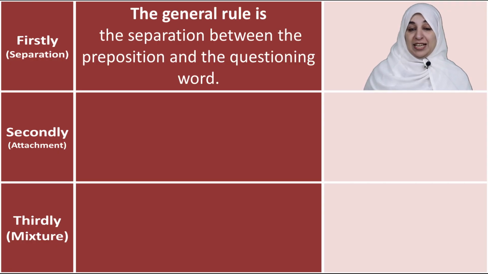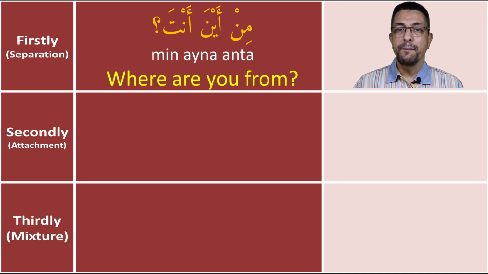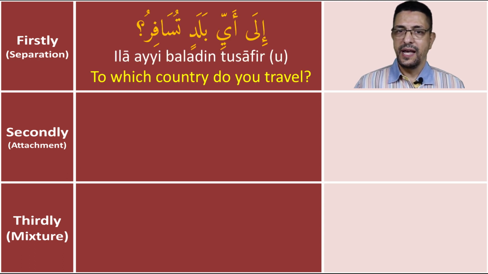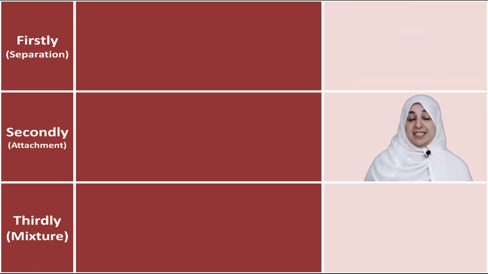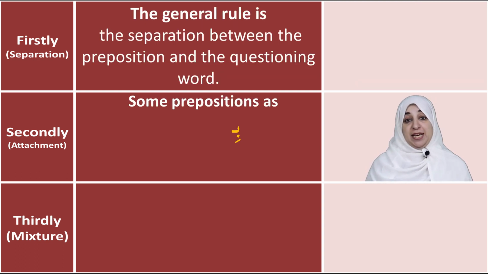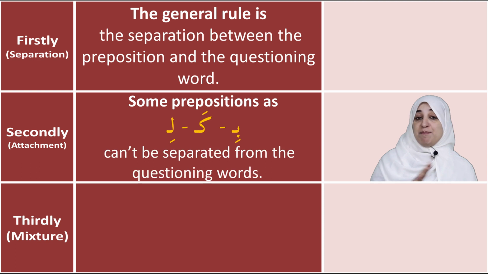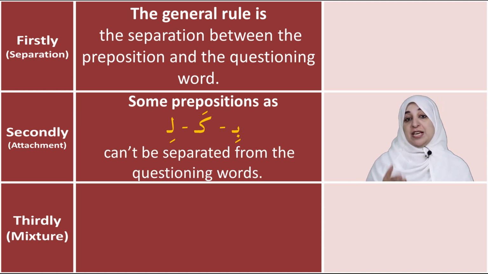Firstly, the general rule is the separation between the preposition and the questioning word. Example: من أين أنت؟ إلى أي بلد تسافر؟ Secondly, some prepositions as bi, ka, li can be separated from the questioning words.